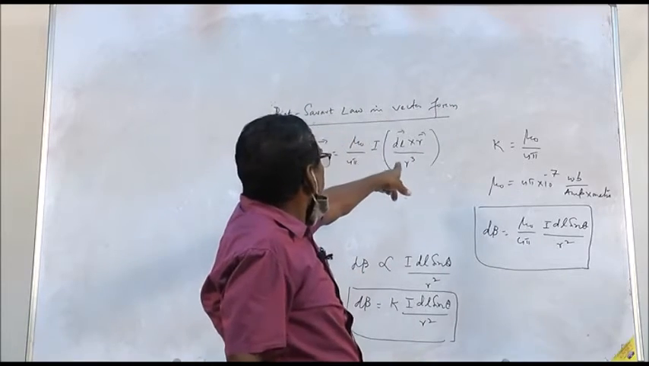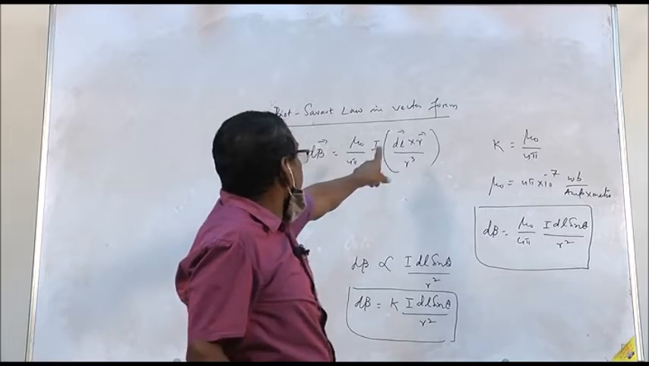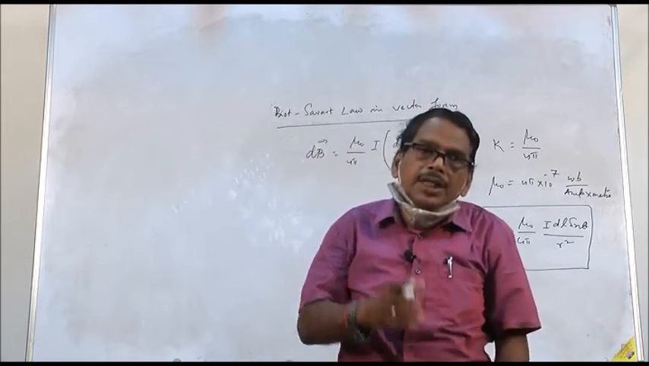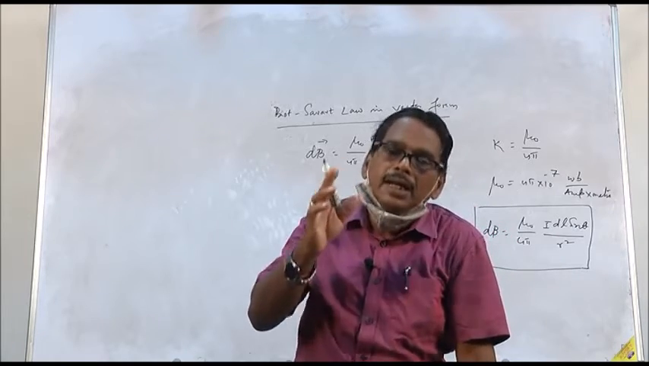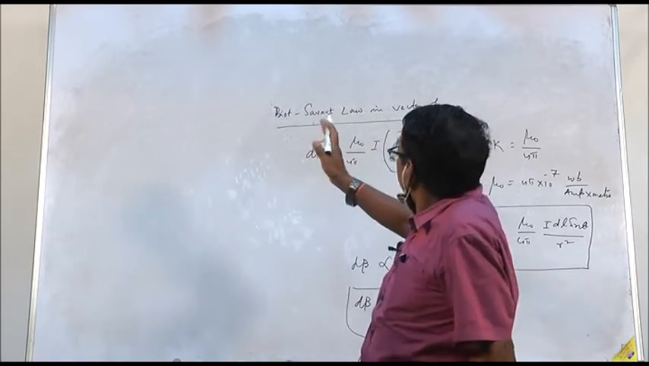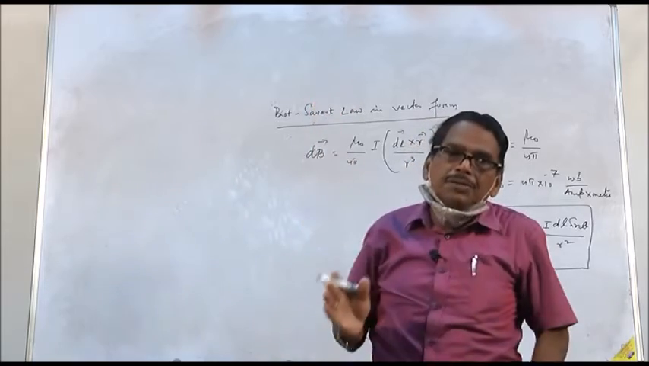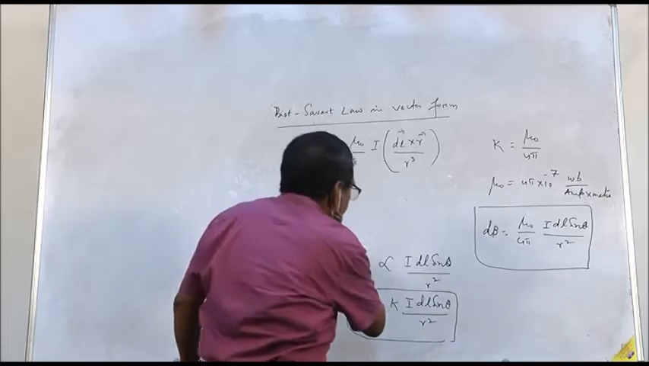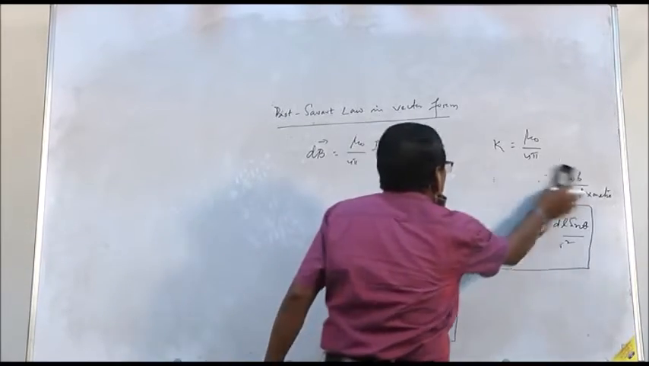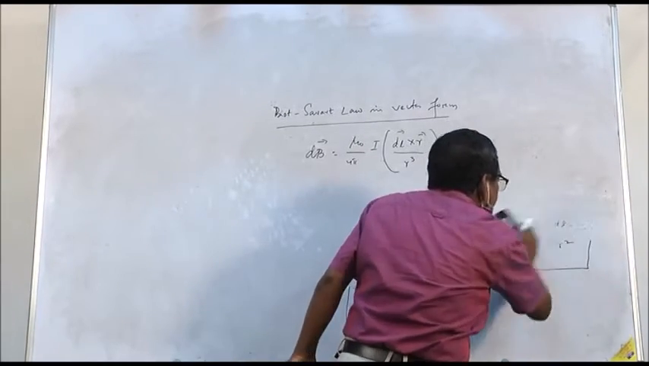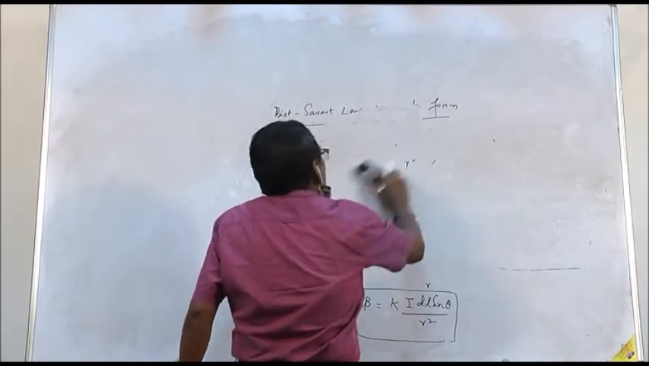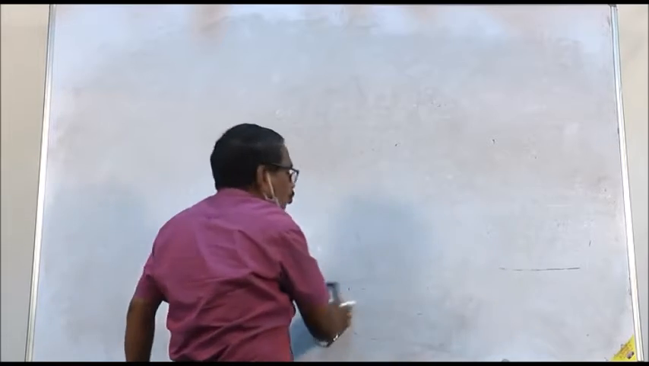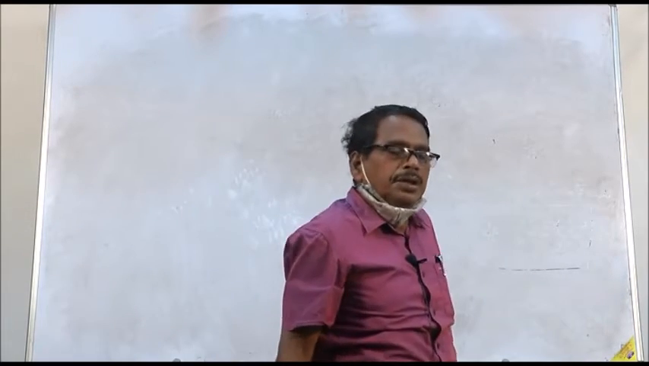So, what is the direction of dB? Direction of dB is what? This is the cross product of dl and R. So, the cross product of dl and R is perpendicular to the plane containing dl and R. So, the direction of dB is perpendicular to the plane containing dl and R. So, this is your Biot-Savart law. If in the examination it is asked what is the Biot-Savart law, you write this, there will be 3 marks for this.